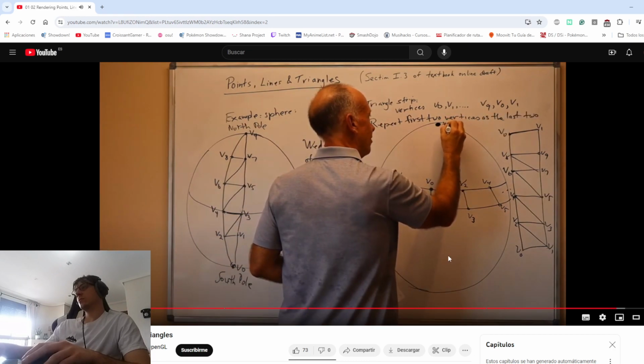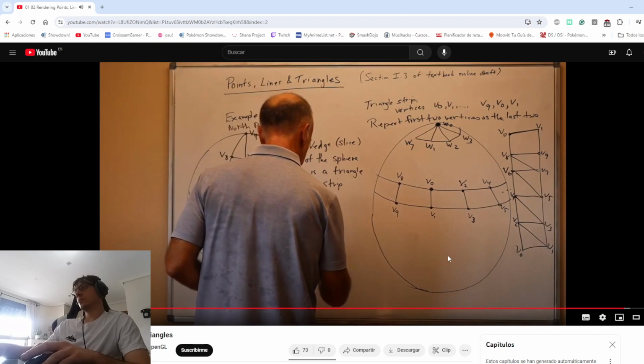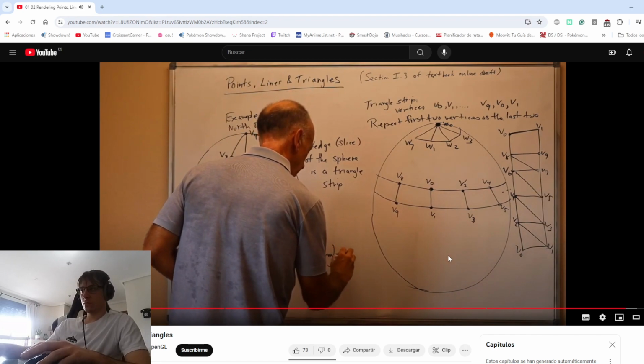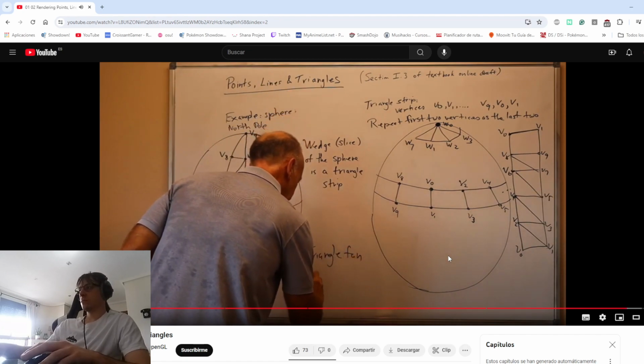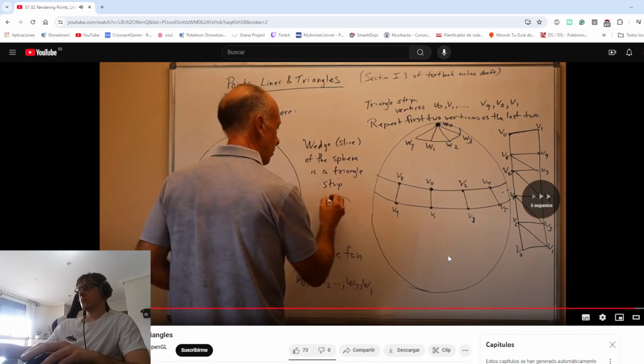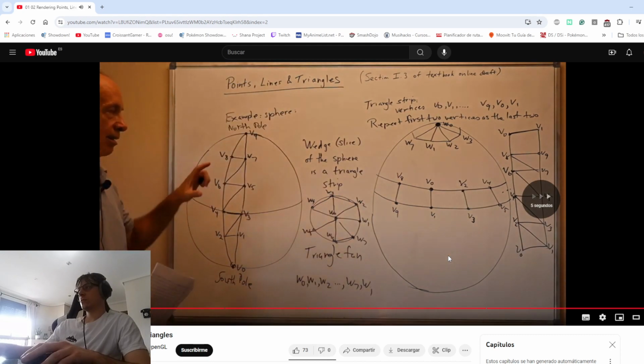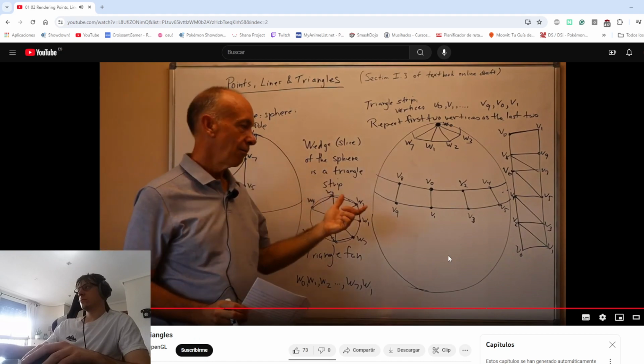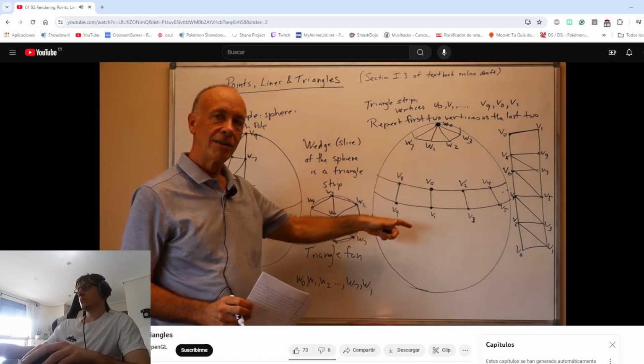Let me call that now W0. And we're building, I'll fit it down here on the board. We would use vertices W0, W2, 5, 6 as a triangle fan. So by putting together these triangle fans and triangle strips, we could also render the sphere in this fashion.